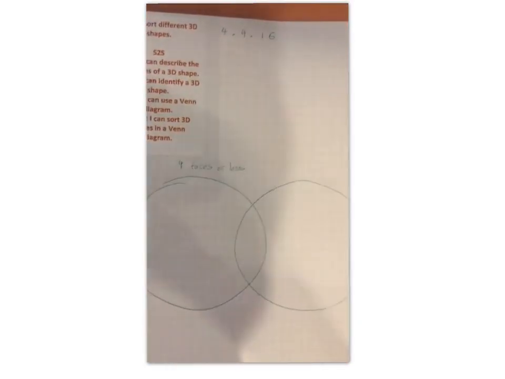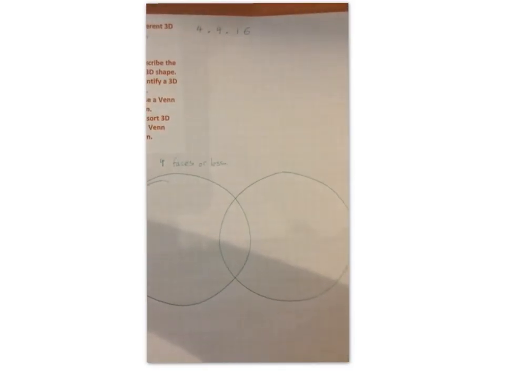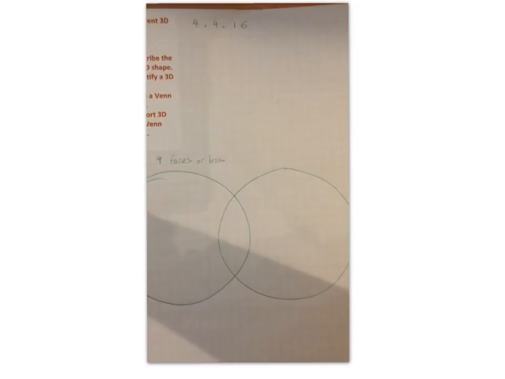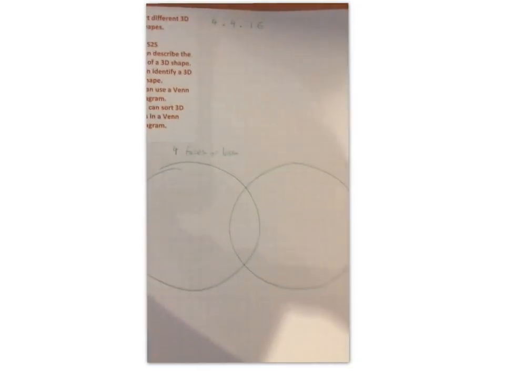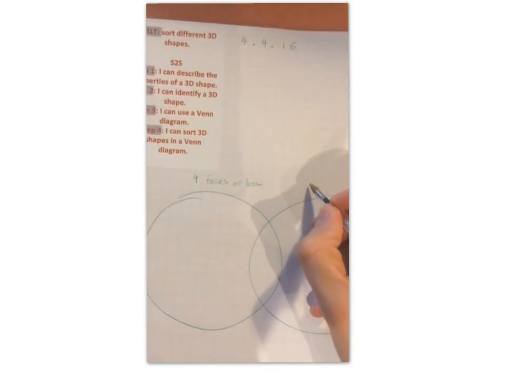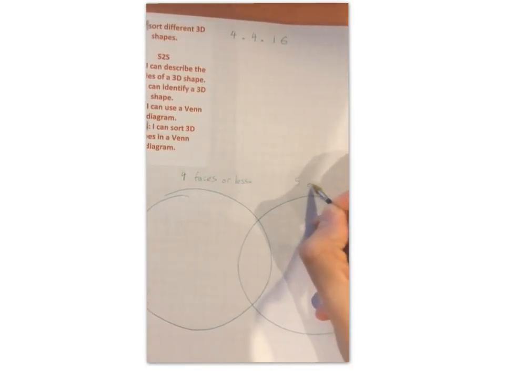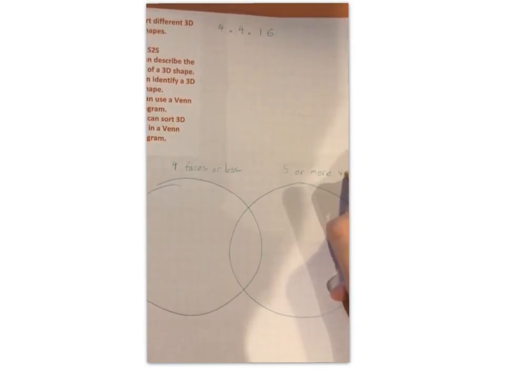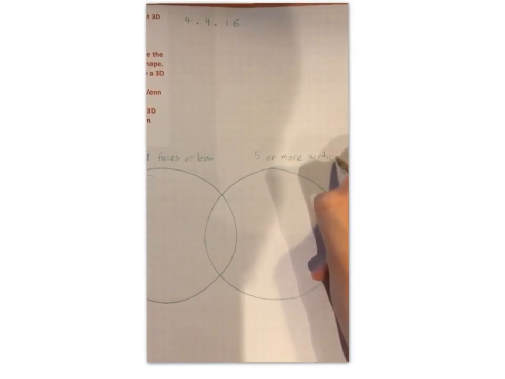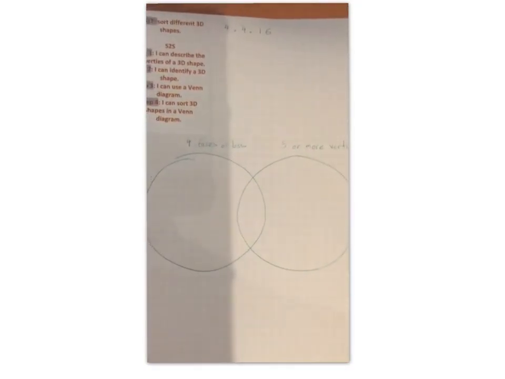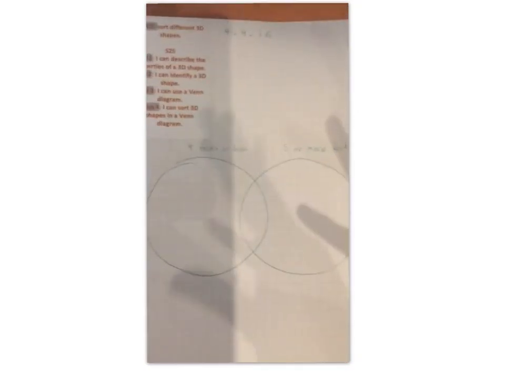Okay, and then this circle, well, we've done faces, let's go for vertices. So let's go for any shapes with let's say 5 or more vertices. Okay, now you can completely change this and come up with something completely different if you want. Okay, because it is your Venn diagram.